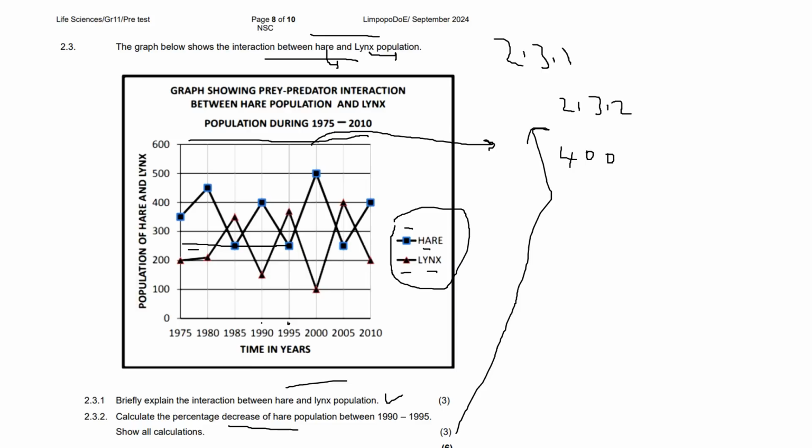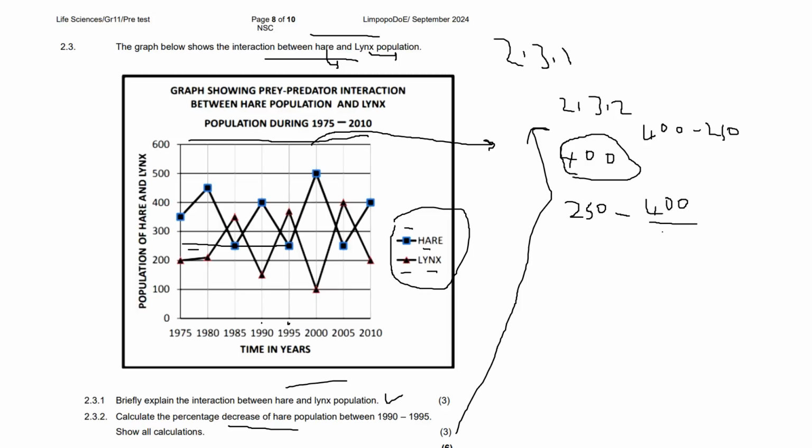So from there onwards, we need to also interpret. I've got 250 there. For me to find the calculation, I'm going to use the final one, which is 1995, which is 250, and then you minus that by the initial one, which is 400. So the difference we know is between 400 and 250. So 400 minus 250, that will be 150. So that will be the difference between the two.